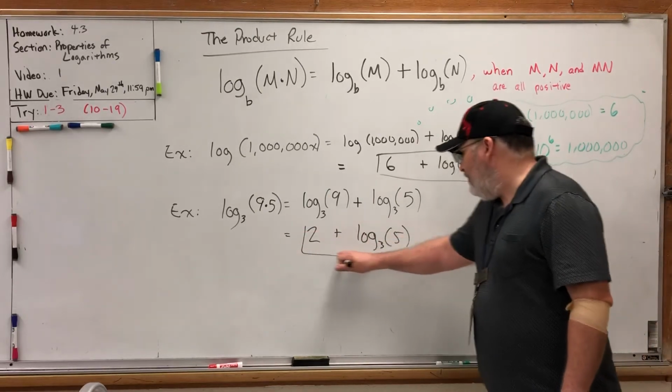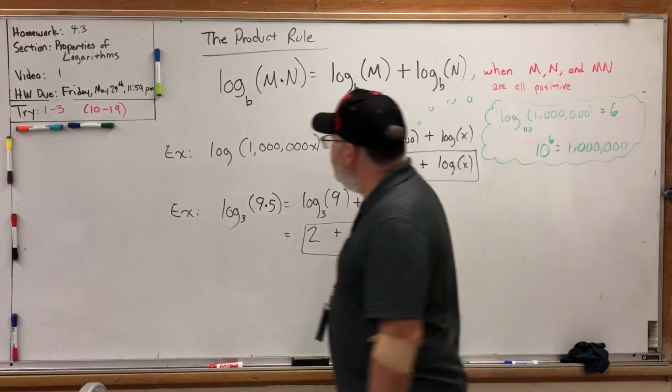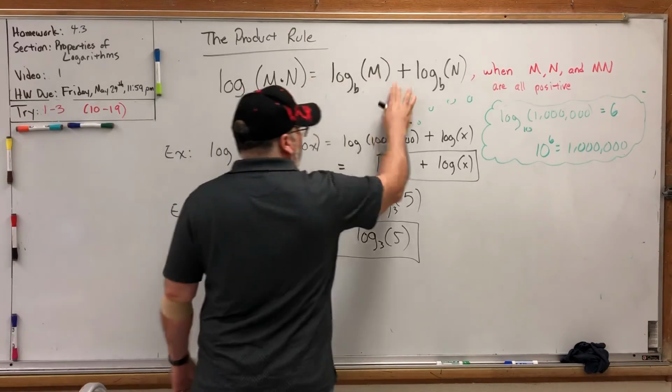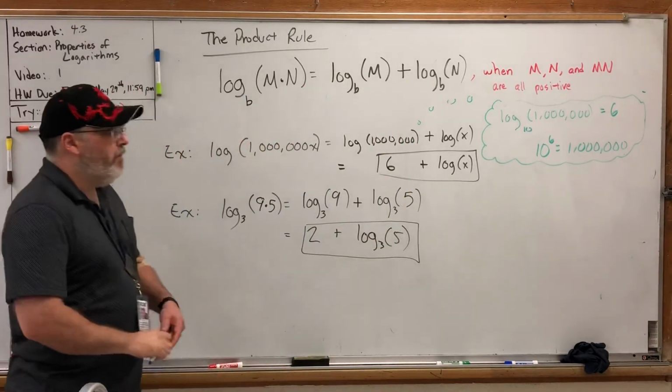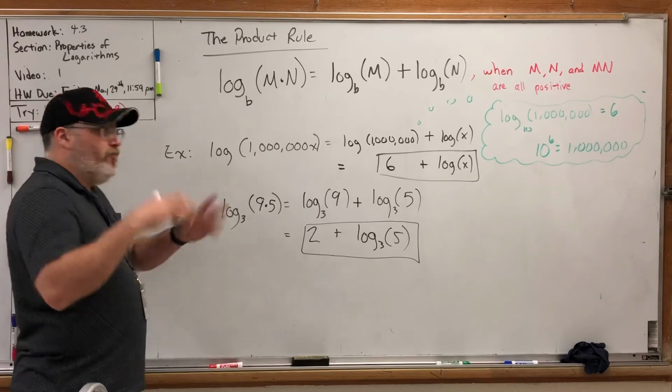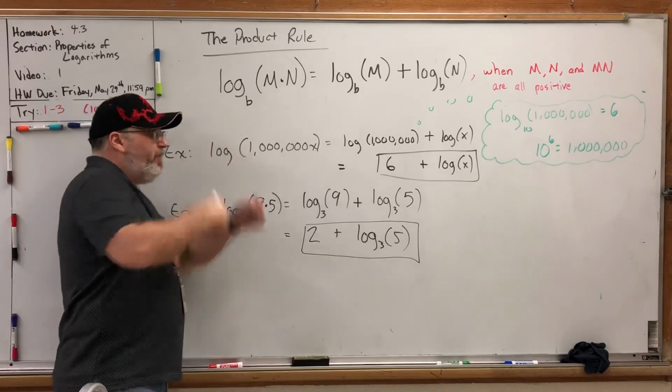So the product rule is pretty easy to use. It simply says the log of a product equals the sum of the logs of the product's factors. So everybody gets their own log, but they get added together.